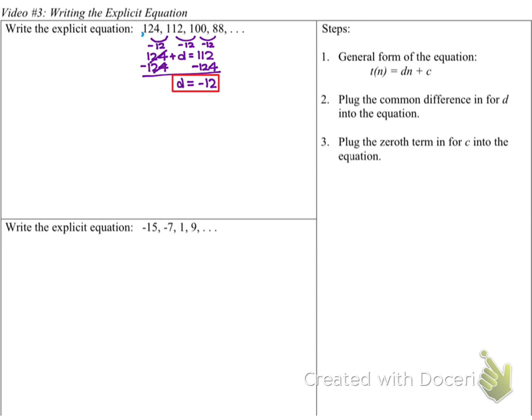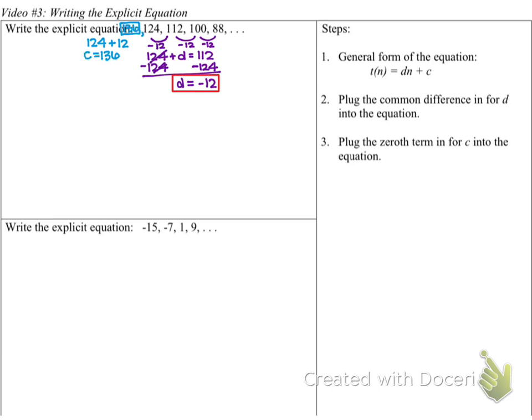So again, we're going to go in front of the 124. So I'm going to take 124, the first term, the opposite operation, and use the same value from the common difference. If we add these together, that's going to give us 136. That is going to be our 0th term, which we're going to identify as c.